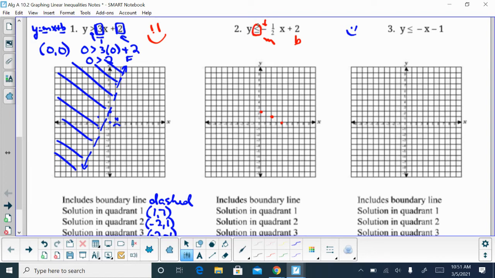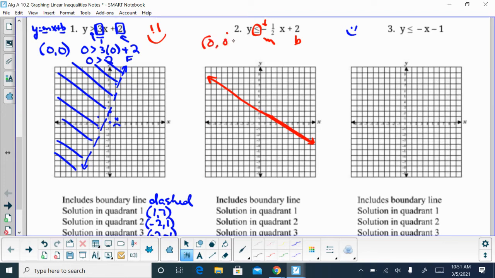Notice this inequality symbol. Because it includes the equal sign, less than or equal to, I make a solid line this time when I connect the dots. That's kind of what it looks like, but I need to determine what side to shade on.